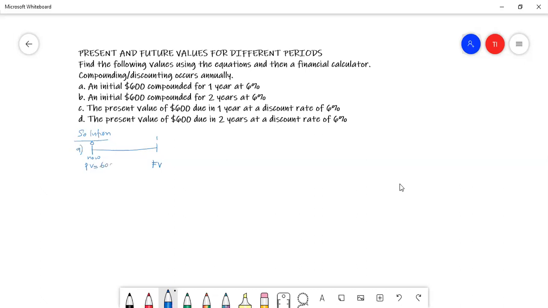600. How much is it going to yield after 1 year? This is unknown. So how much is the interest? It is 6% per year, because the M is equal to 1, meaning it is annually compounded.